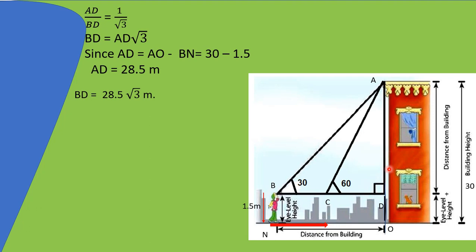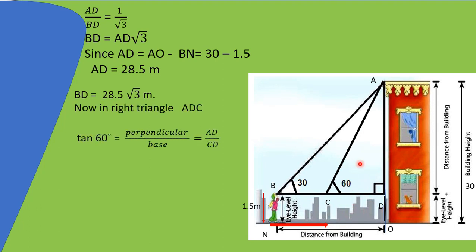So let's take the triangle ADC again. In this triangle, tan 60 degrees is equal to AD upon the base, which has now changed to CD. So AD upon CD. Now as we know that tan 60 degrees is root 3, we get root 3 is equal to AD upon CD. Now put the value of AD here as 28.5. So we get root 3 is equal to 28.5 upon CD, and by cross multiplication this root 3 will come out at the place of CD, and CD goes to the right hand side. So AD, that is 28.5 upon root 3, is equal to CD.